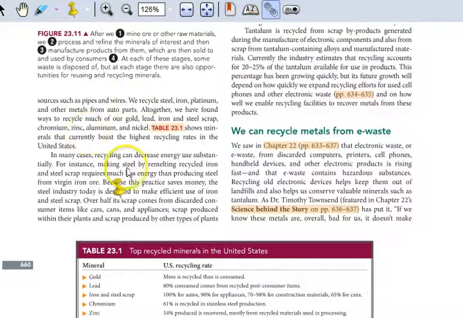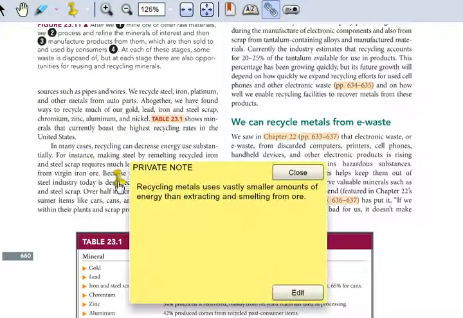Going on to page 660. Recycling metals uses vastly smaller amounts of energy than exists in extracting and smelting from ore. Pay attention to aluminum as well, because aluminum is a metal that doesn't just come naturally out of an ore. It actually comes from a chemical process. So basically you take dirt and you do a chemical process and extract the aluminum out of the dirt. In the process of doing that, it uses huge amounts of electricity. And so recycling aluminum actually uses something like 99% less energy.